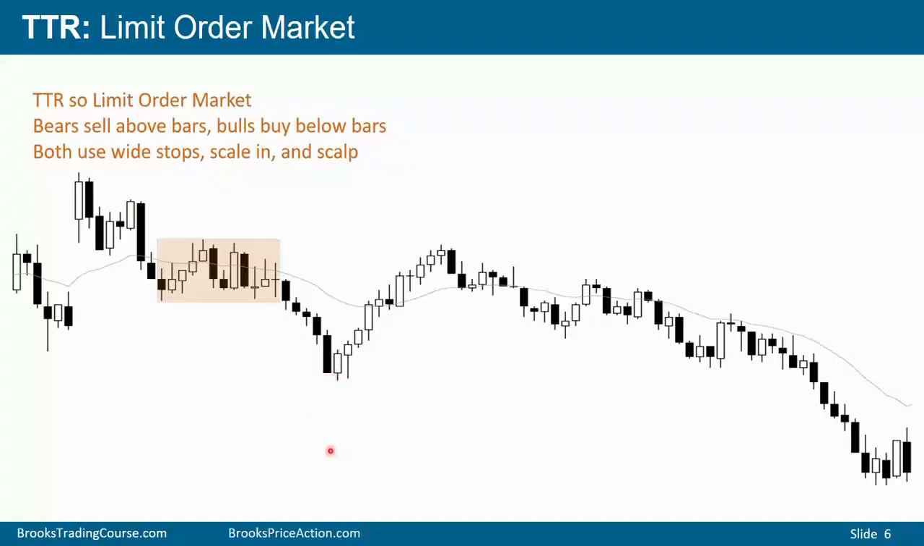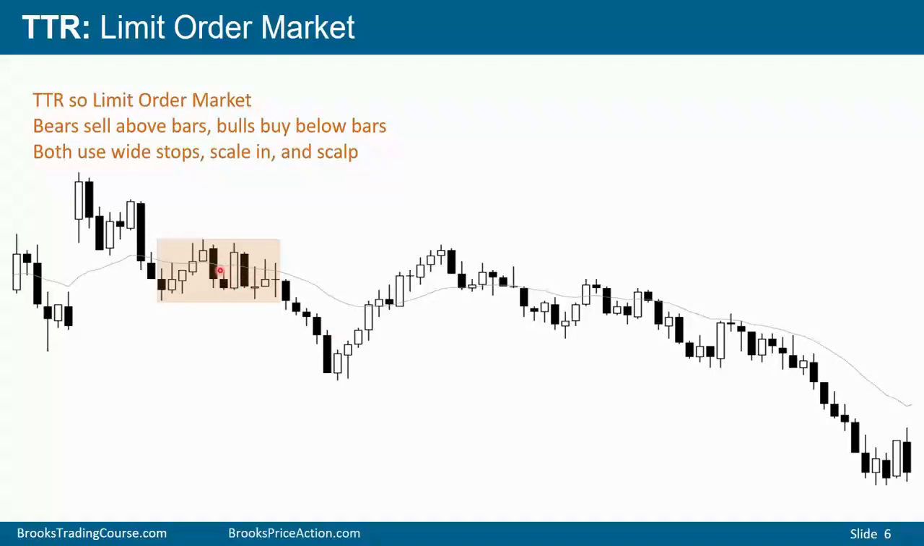The bulls will use a wide stop, betting that this is not a very strong bear trend. Bad follow through after this breakout, bad follow through after this breakout. It's probably a bear leg in what will become a trading range. And therefore, bulls are willing to buy at prior lows and scale in lower. Bears are looking to sell above bars, expecting the swing down to continue.